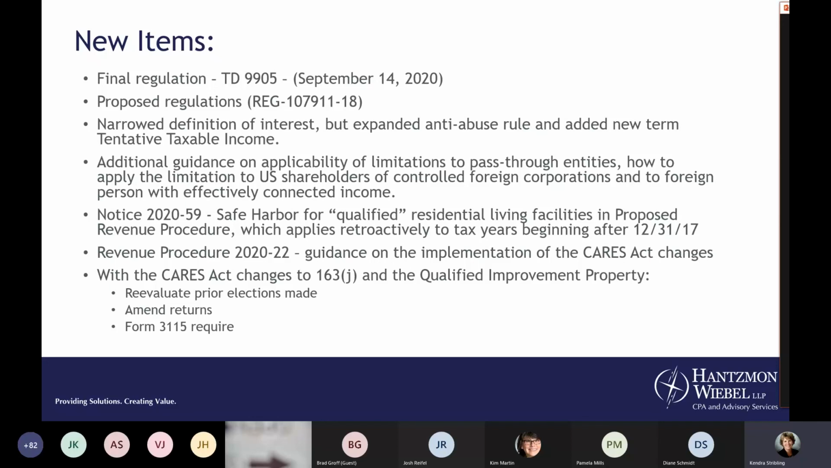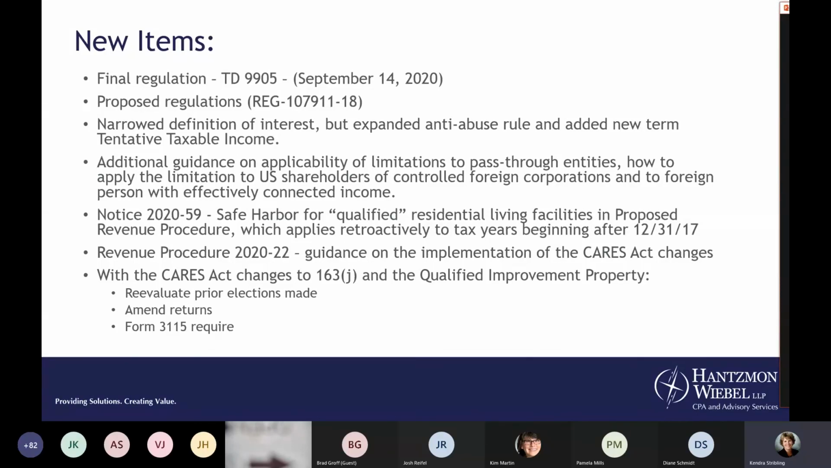Notice 2020-59 was also issued and included a safe harbor for qualified residential living facilities, which applies retroactively to tax years beginning after 12/31/17 and allows these entities to be treated as electing real property businesses. With the CARES Act changes to 163(j) and the qualified improvement property, taxpayers may want to reevaluate either the previous real property trade or business election or their decision to not make the election on prior returns.